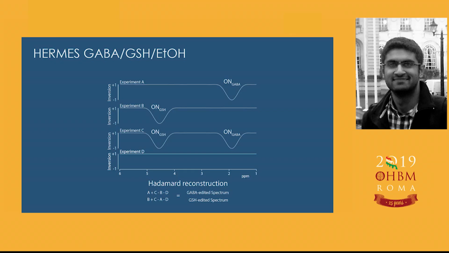All right. So coming back to our HERMES editing. We know that we can use HERMES for GABA and glutathione editing. Can we acquire more? We had 2 metabolites first, GABA and glutathione, and you can see here that you can use single lobe pulses in experiments A and B for GABA and glutathione. However, you can replace that with dual lobe editing pulses. Now, instead of performing just GABA and glutathione editing, you can perform GABA, glutathione, and ethanol editing. Then Hadamard reconstruction involving A plus B minus C minus D gives you the ethanol edited spectrum, along with your GABA and glutathione edited spectra.